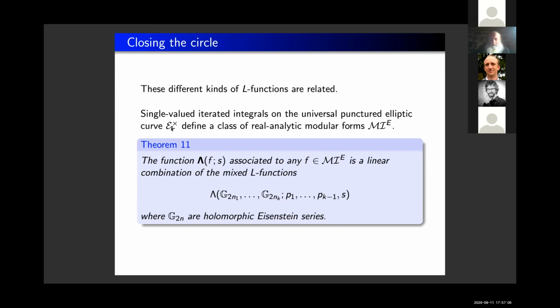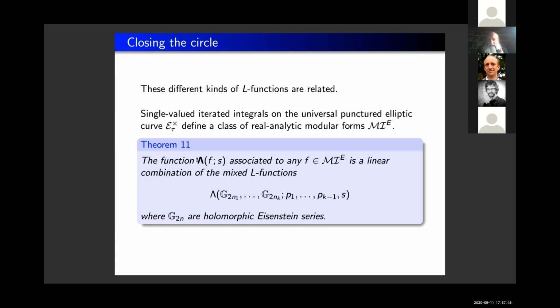Now, if we vary the parameter of the elliptic curve, we're going to get functions on the upper half plane. And those are precisely a very special class of real analytic modular forms that I call MIE, what I call equivariant iterated Eisenstein integrals, because you can show that they are iterated Eisenstein integrals, which are equivariant, which means modular. So this is a universal family of such real analytic modular forms coming from elliptic curves.